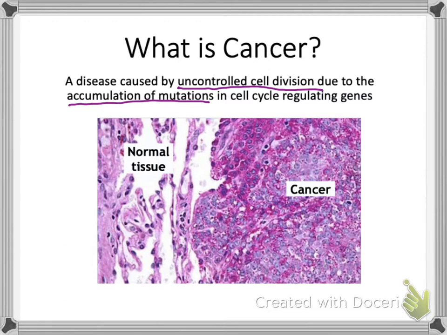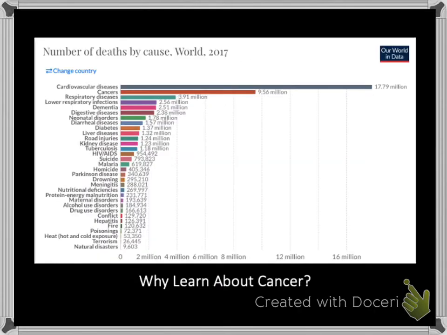Because cancer causes uncontrolled cell division, we see that there will be differences in the tissues that are normal versus cancerous. We can see that the cancer cells are very crowded, they're not uniformly distributed, and they're kind of forming a mass. And we'll learn more about that in a little bit.